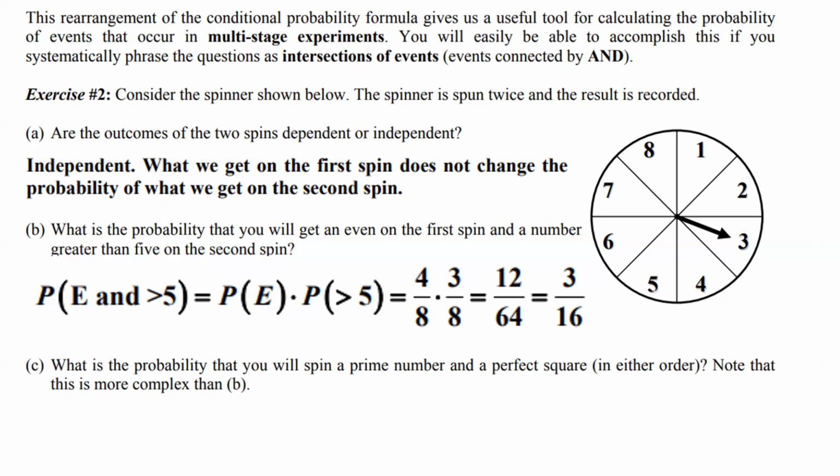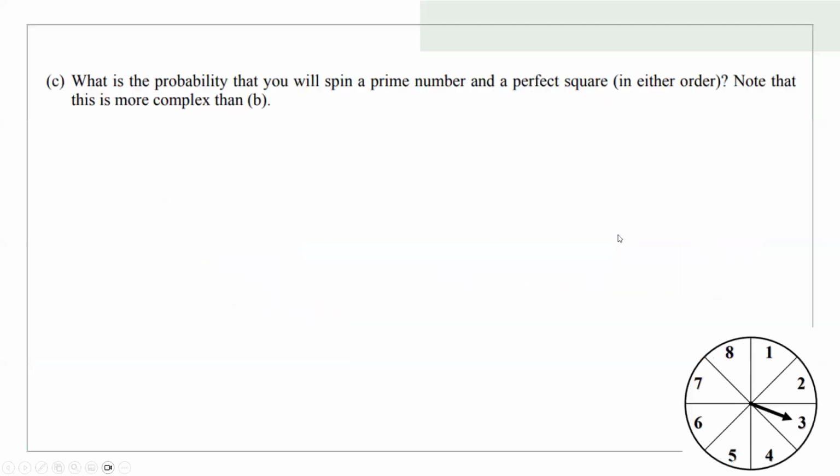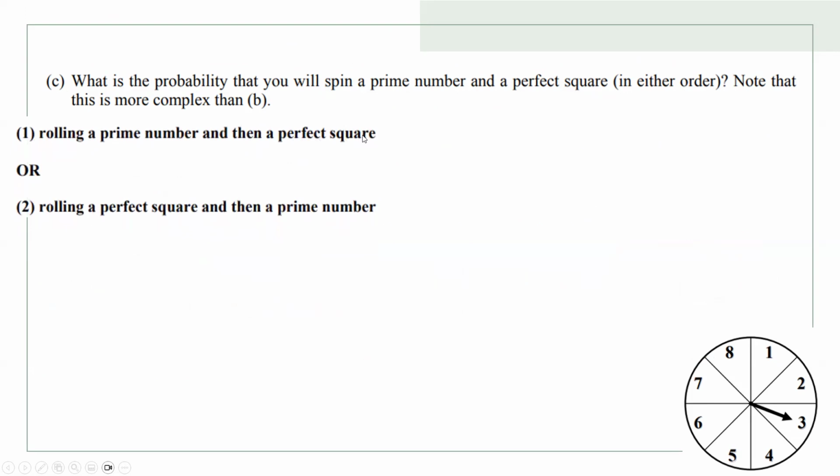If you need to pause the video and write those down, do so now. What is the probability that you will spin a prime number and a perfect square in either order? Note that this is a little more complicated. So there's 2 situations. You could first pick a prime, then spin a perfect square, or you can get a perfect square first and then a prime number. So let's figure out these 2 different probabilities and then add them up, okay?